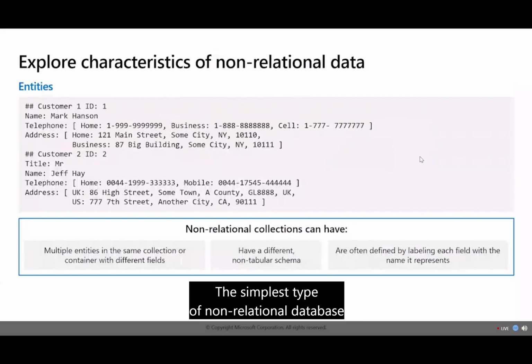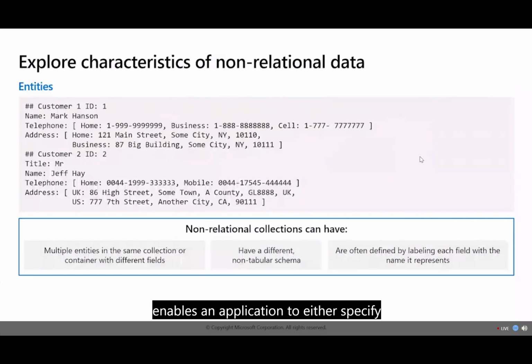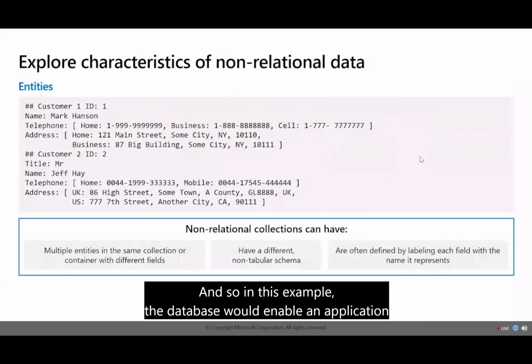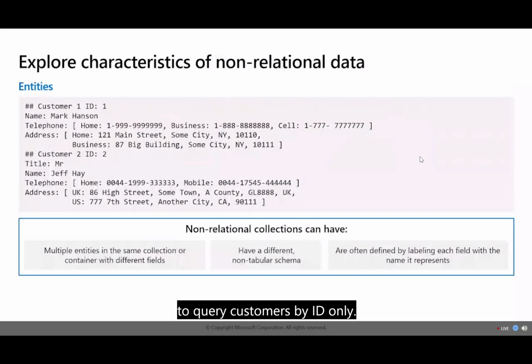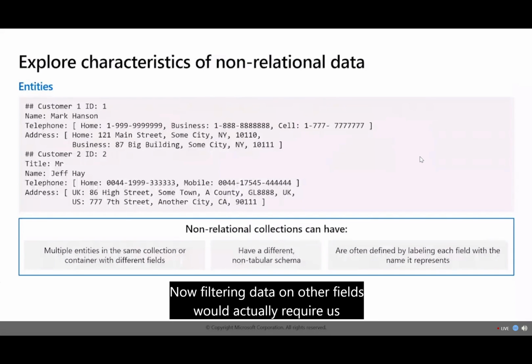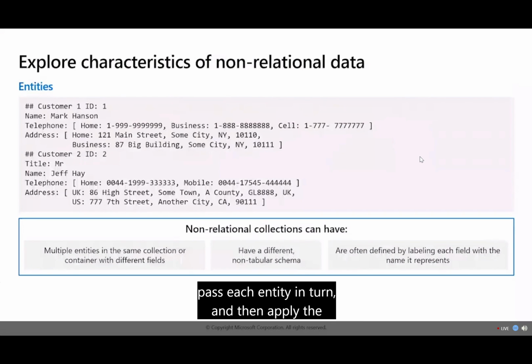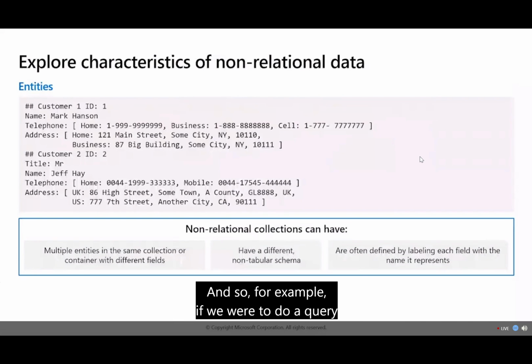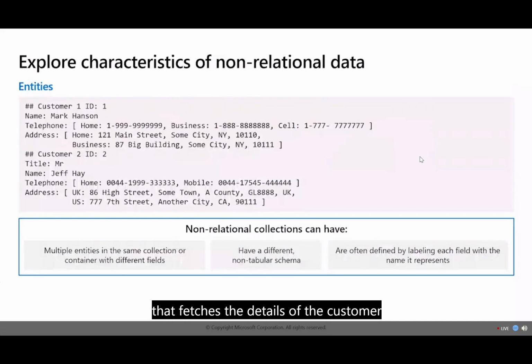The simplest type of non-relational database enables an application to specify either the unique key or a range of keys as the query criteria. And so in this example, the database would enable an application to query customers by ID only. Now, filtering data on other fields would require us to scan through the entire collection of entities, parse each entity in turn, and then apply the query criteria to each entity to find the matches. So, for example, if we were to do a query that fetches the details of a customer by ID, we can quickly do so.